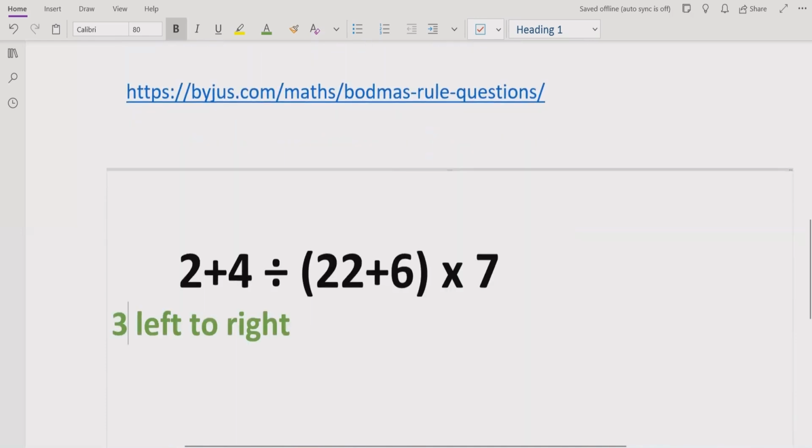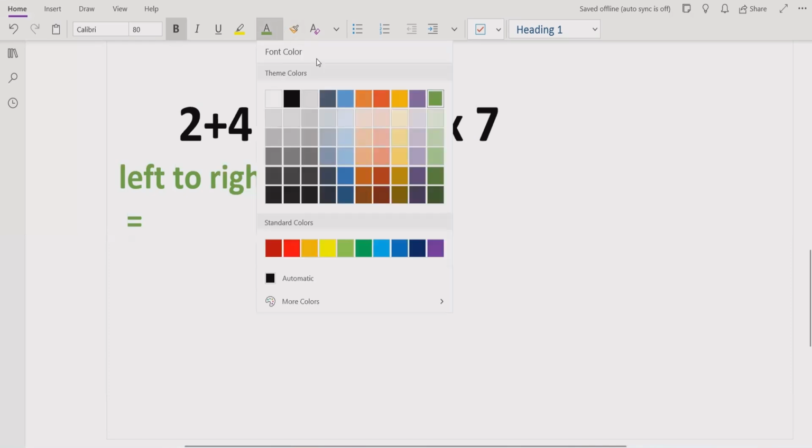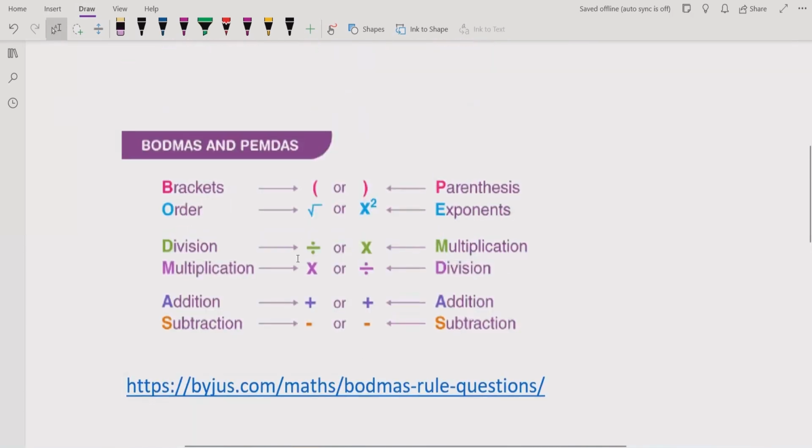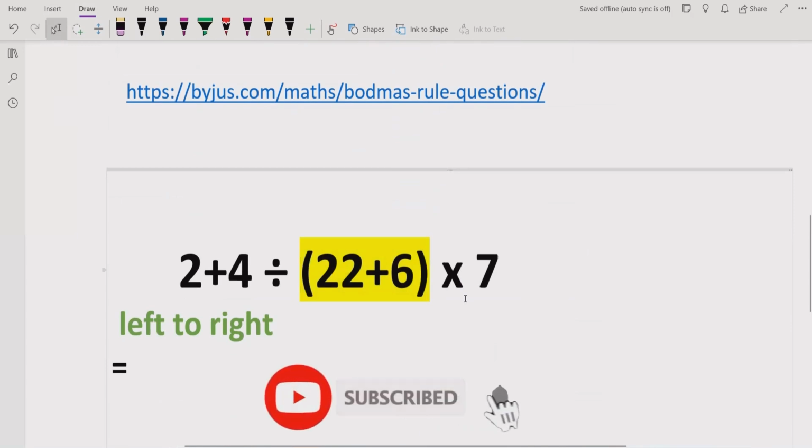Now let's move to the expression and solve it. We have 2 plus 4 divided by (22 plus 6) multiplied by 7. Now we will go left to right and see which part of this expression will be solved first. As per the PEMDAS and BODMAS rule, if the expression has a bracket or parenthesis, you solve that part first. So here we have the bracket in the expression, and we will solve this part first.